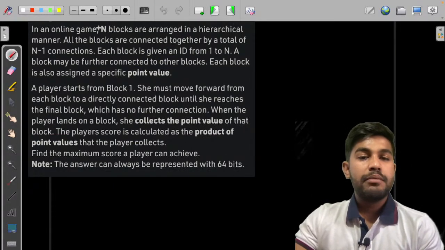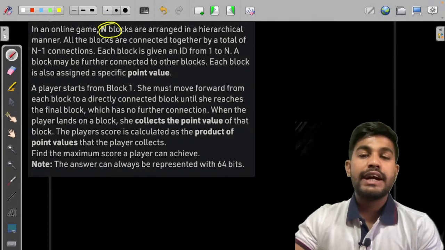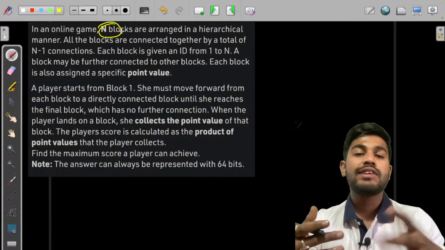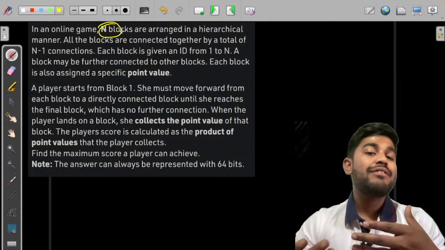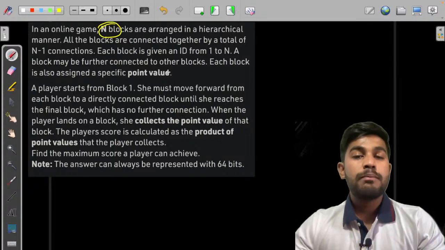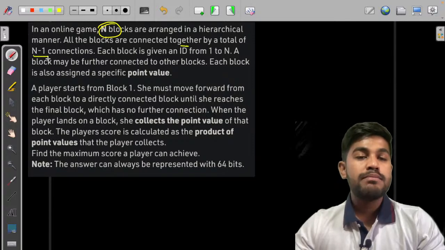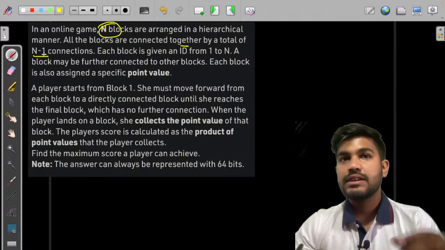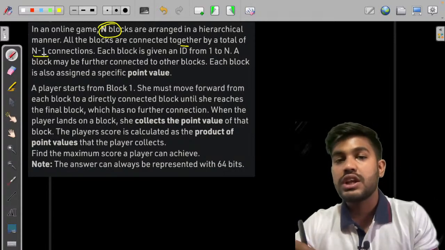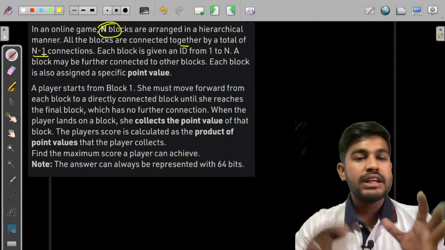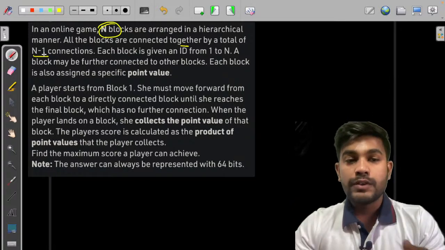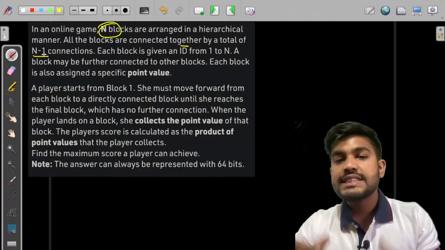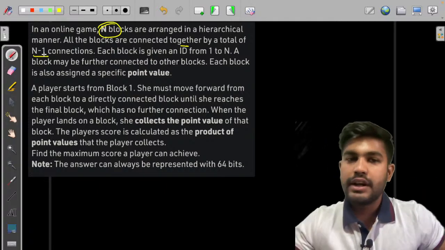In an online game, there are n blocks that are arranged in a hierarchical manner. Hierarchical manner, you can resemble it with the family tree. They all have relations between them. All the blocks are connected by a total of n minus 1 connections. So hierarchical manner gives us an indication that this is a graph problem or a tree problem. Moving forward, when we see that there are n minus 1 connections, we can say that this is a tree problem. Okay, fair enough.